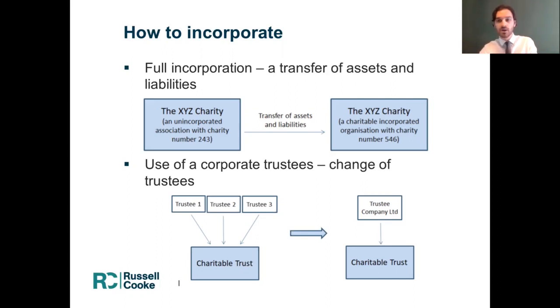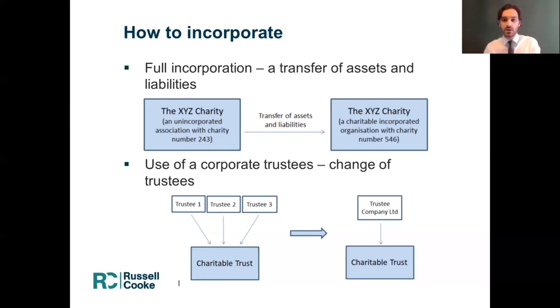The first option I put on this slide is full incorporation, which involves a transfer of assets and liabilities from the old unincorporated charity into a newly established incorporated charity. So in the example there, it's a transfer from an unincorporated association to a CIO, which is a new organization with a new charity number. That's quite simple on a conceptual level. Moving forward, once that's happened, you just operate through the CIO, and that's that.